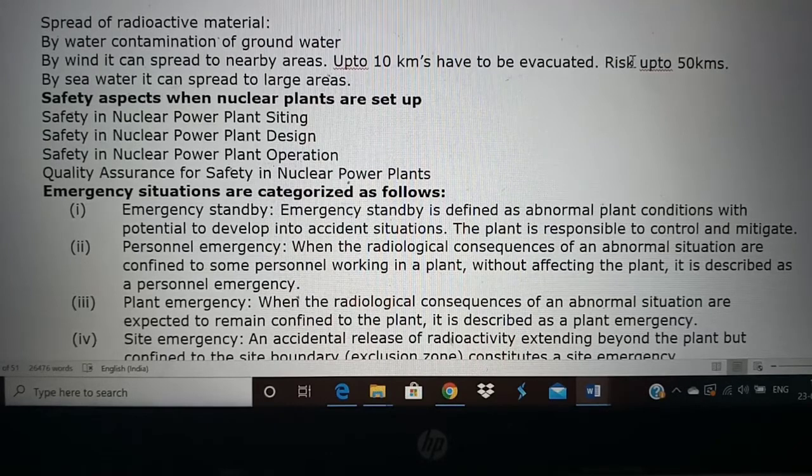So up to 10 kilometers people have to be evacuated if there is a nuclear explosion, and the risk of this radioactive material is even up to 50 kilometers. It is based on the wind blowing and all the other factors.